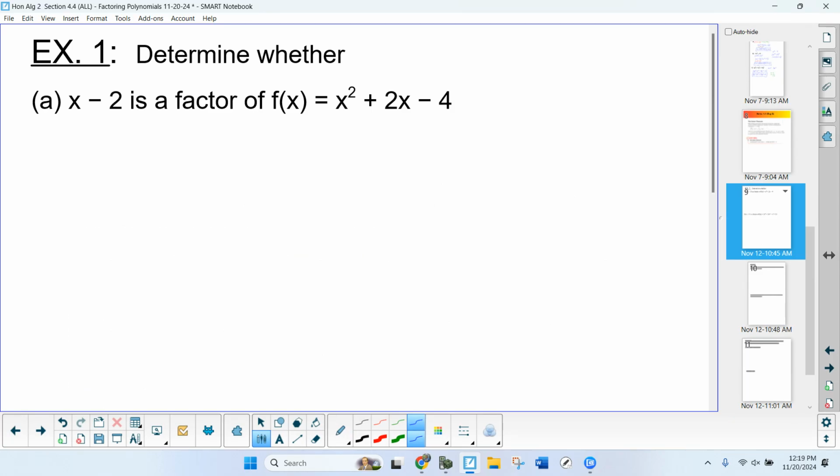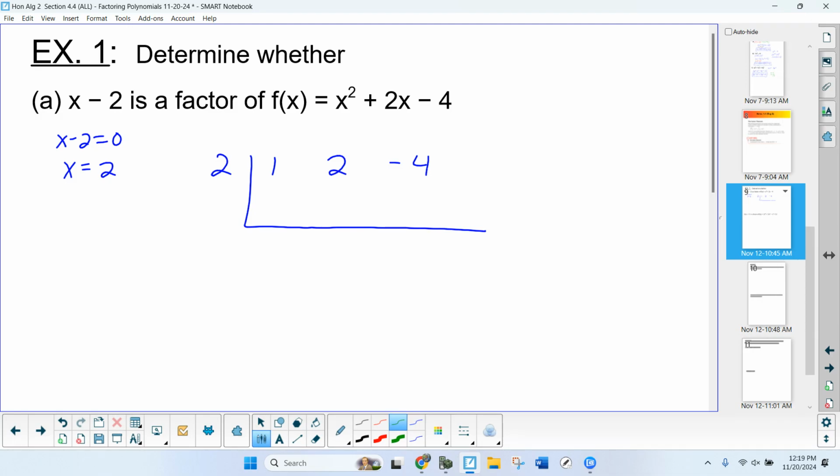Determine if x minus 2 is a factor of that polynomial. Well, I'm going to use synthetic division. Watch. What goes in here? 1, 2, negative 4. Now it says x minus 2, so when I set x minus 2 equal to 0, what do you guys get for x? 2. So what goes out here? 2. If this is a factor, what's my remainder? 0. Well, let's check. What do you do with the 1? Multiply? Add.